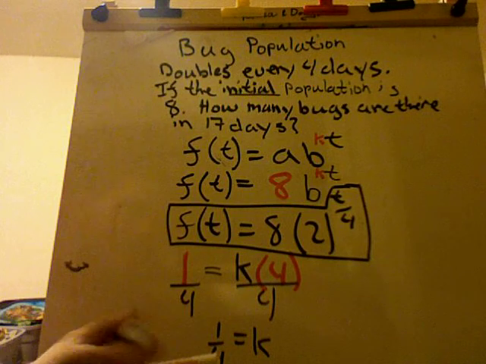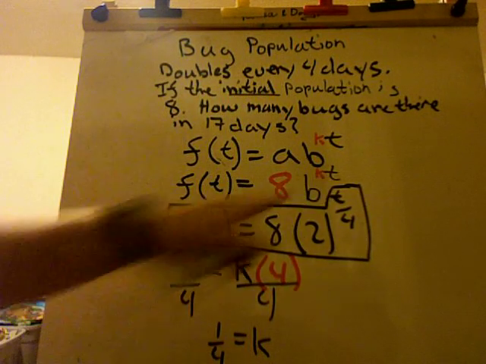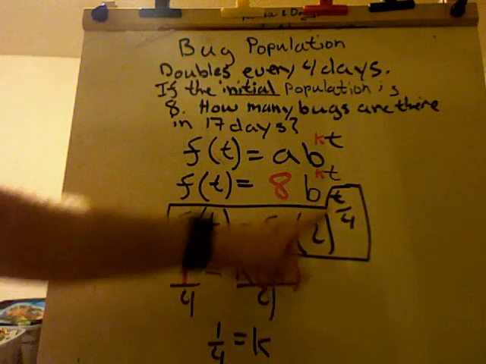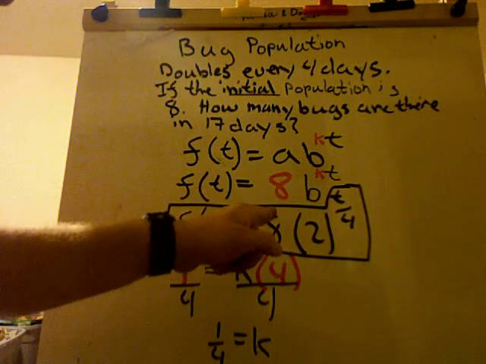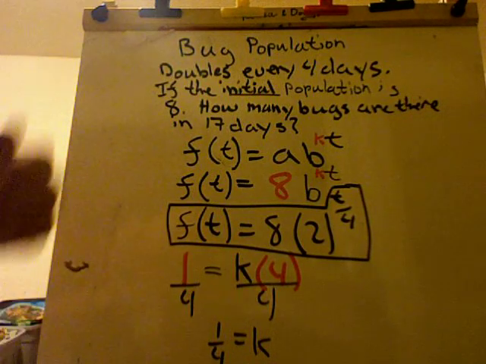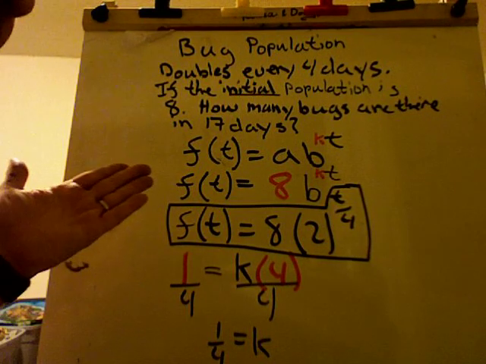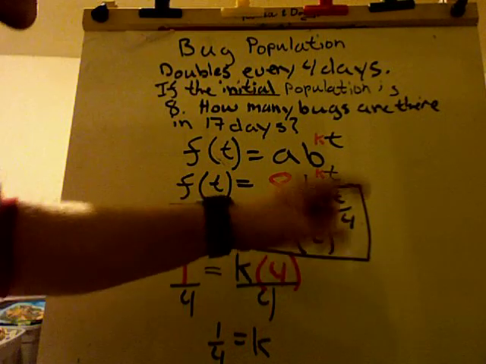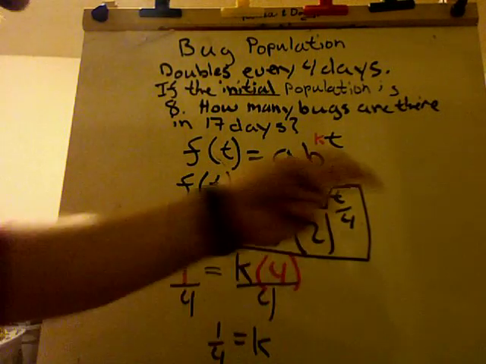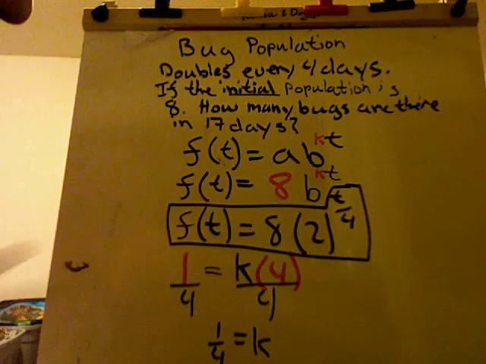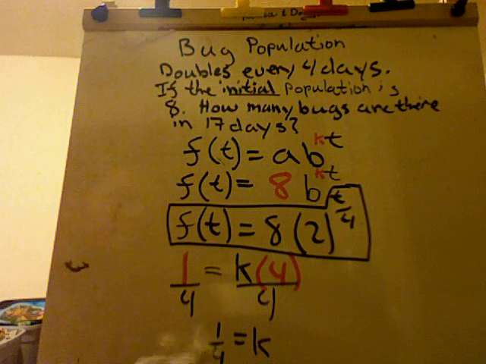So now when I put in 4 days, it's going to be 4 over 4, which is a 1. 2 to the 1 is a 2. 2 times 8 is 16. If I put in an 8, because in 8 days we double again, 8 divided by a 4 is a 2. 2 to the 2 is a 4. 4 times 8 is 32. So it works out.